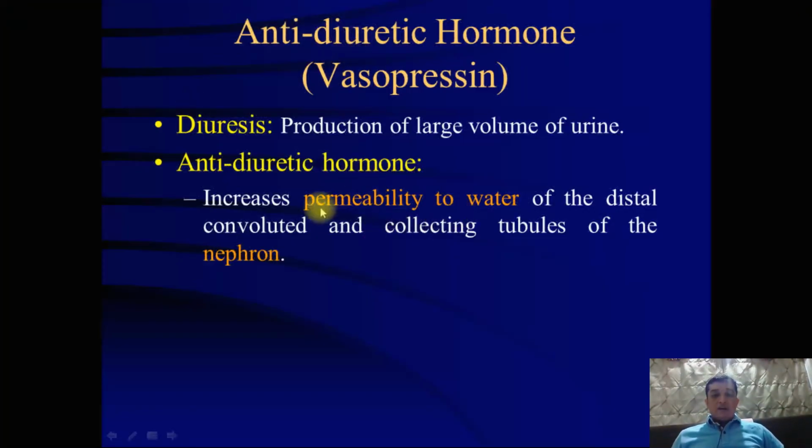Now, if you are reducing the water passage in the urine, water is reabsorbed more in the blood. So blood volume will increase. So there are two effects. One is a direct increase in blood volume. If blood volume increases, blood pressure also will increase.